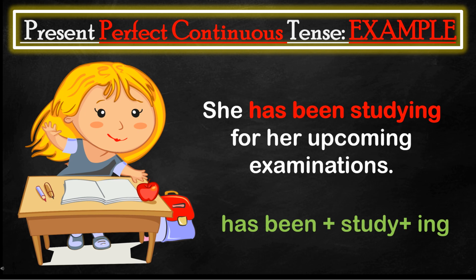Last example for present perfect continuous tense. She has been studying for her upcoming examinations. So here it is has been plus study, that is the root verb, and to that you add ing because remember it is a continuous tense despite being a present perfect tense. So there you go, has been studying as a part of the example for present perfect continuous tense, and it's done.